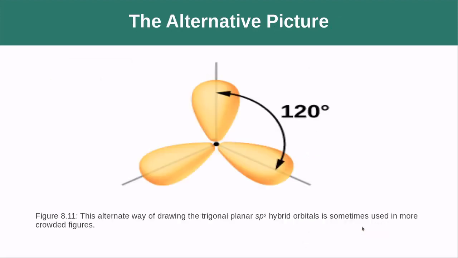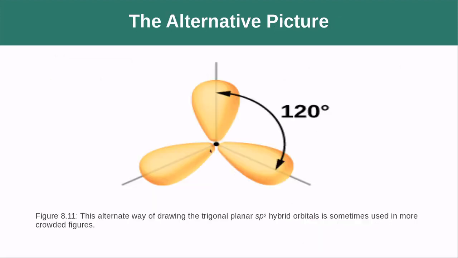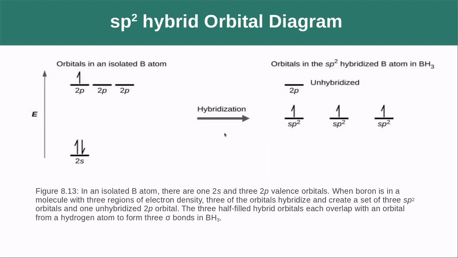We could also visualize that by essentially looking down this z-axis, and you'll see that drawn commonly when you have crowded structures. Picturing the electronics of this situation, we have three electrons this time, one of them in a p orbital. We wind up with three sp2 orbitals, each singly occupied.